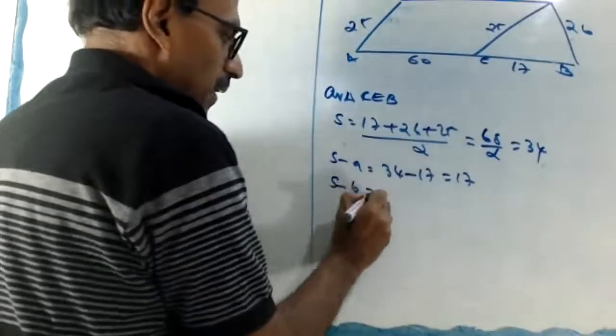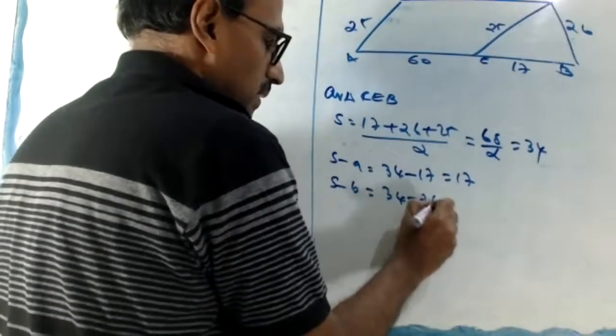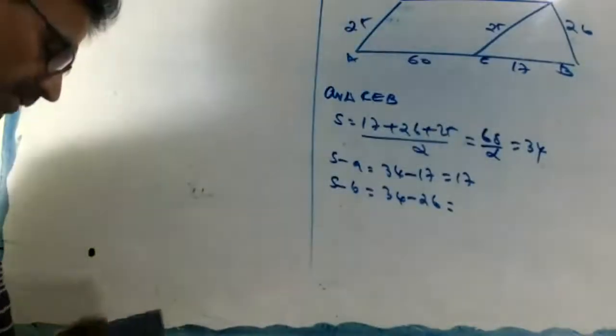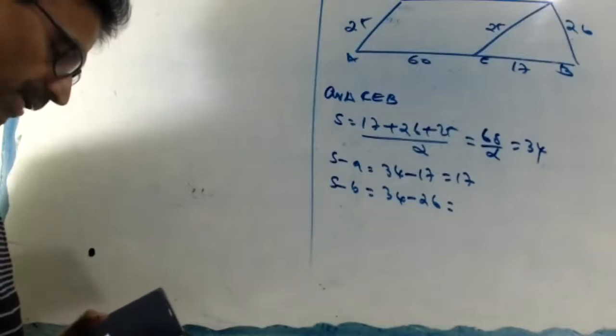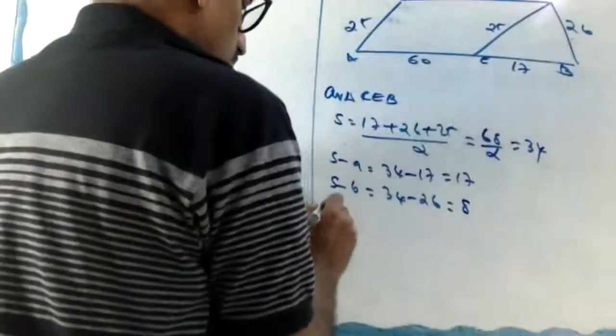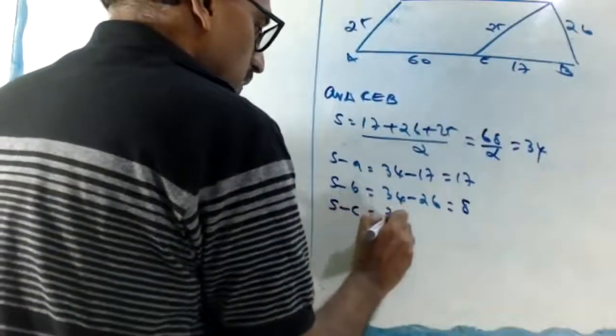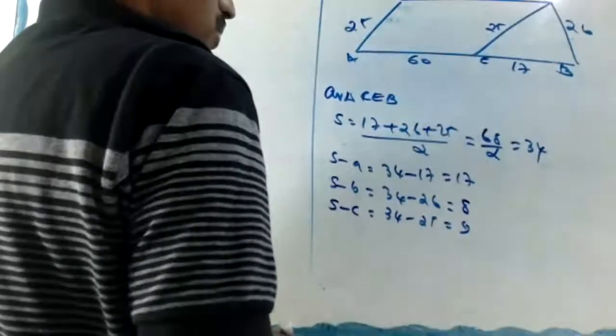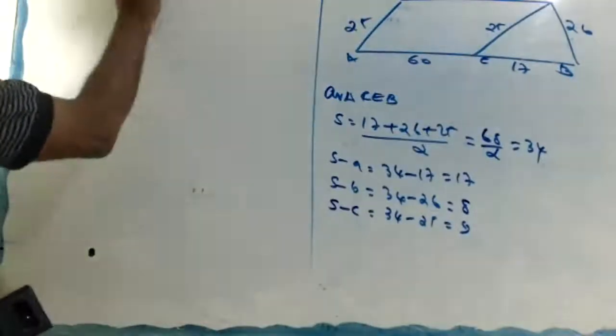S minus b, 34 minus 26, how much? 34 minus 26 is 8. S minus c, 34 minus 25, how much? 9. So area, you can see from here now.